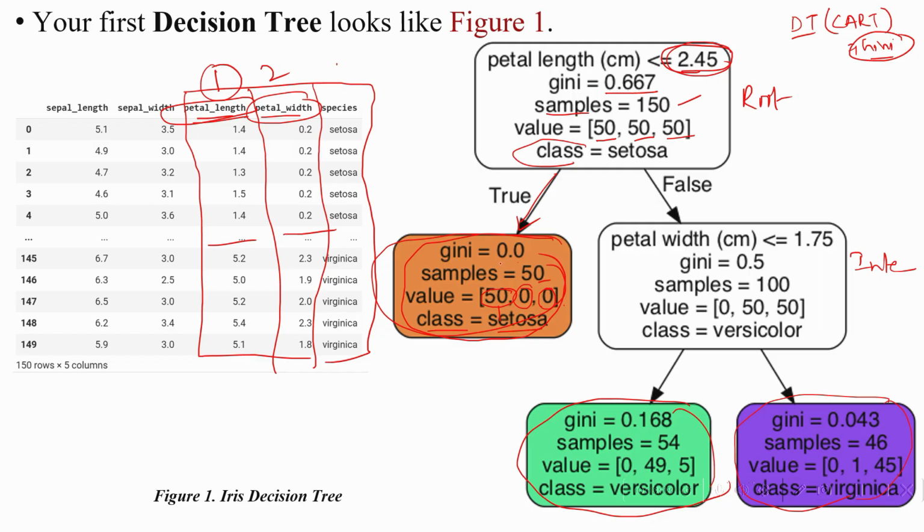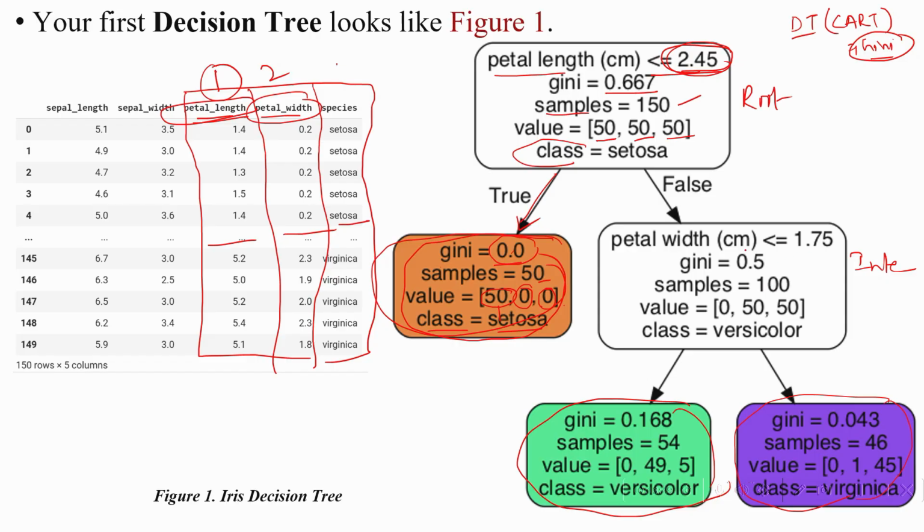So the corresponding class is Setosa only. Why is the Gini equal to 0? Because all elements belong to the same class; if all elements belong to the same class, the Gini value automatically equals 0. The root node condition is petal length less than or equal to 2.45. If the condition is true, all belong to Setosa only. If it is false, the remaining elements may be versicolor or virginica.